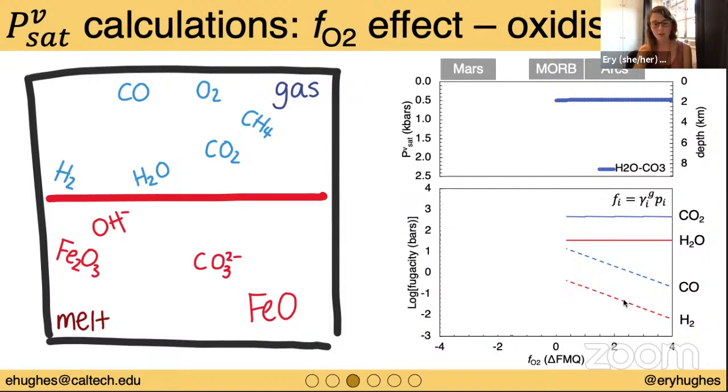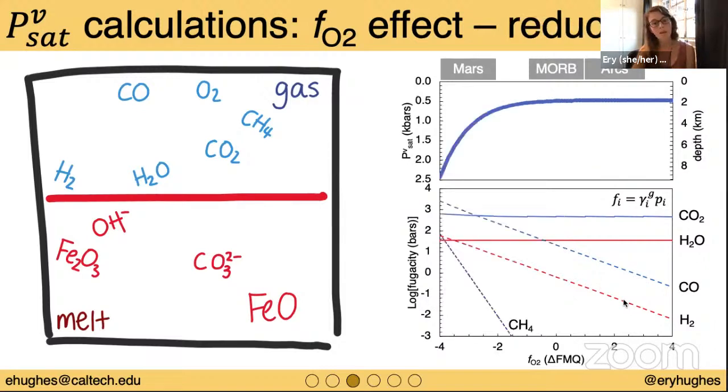So these are truly very small concentrations. On the other hand, as we go down to more reducing conditions, we see that the calculated pressure of vapor saturation increases rapidly and is really quite different from its value at high FO2s. That's because the gas phase is becoming dominated by these reduced species. So we're dominated by carbon monoxide, and we're getting a lot of hydrogen and methane. And because their fugacities are increasing, the partial pressures are increasing too, and this leads to greater pressures of vapor saturation.